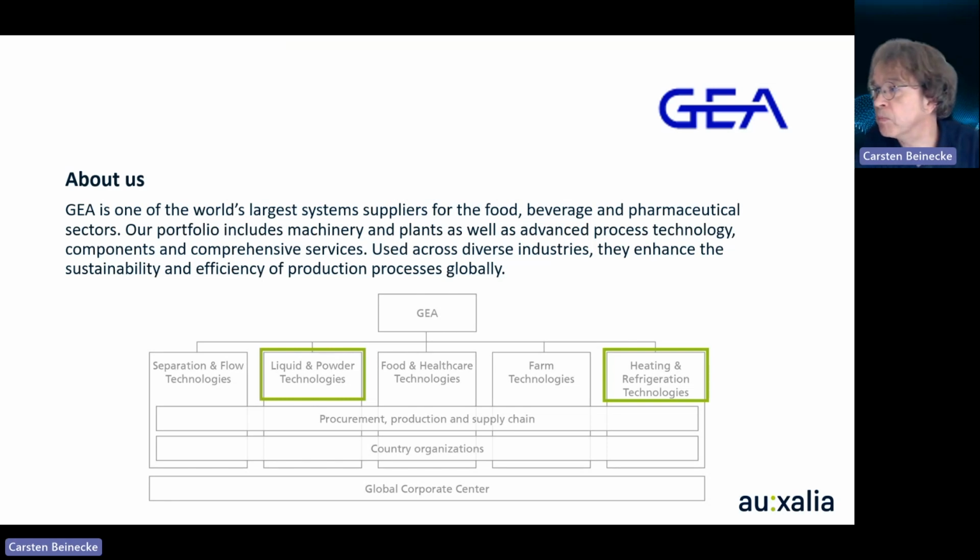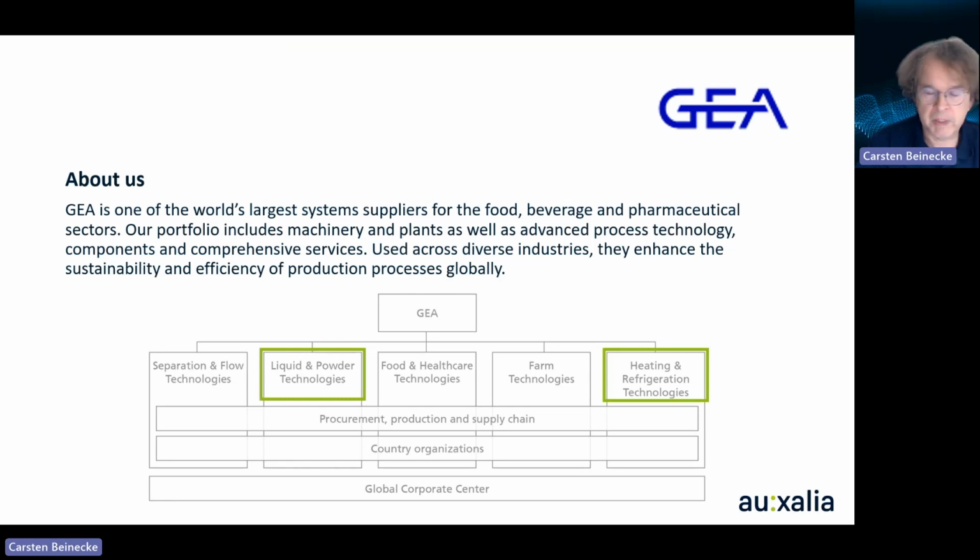GEA should be a known company, not just for the GEA people attending here. It's one of the largest system suppliers for the food, beverage, and pharmaceutical sector. I was not aware, actually, that they are also in farming. I saw that on the homepage. The picture below shows the divisions of GEA. The divisions we will talk about, which are working or were involved so far, started with HRT, heating refrigeration technologies, and we are now in the liquid and powder technologies.